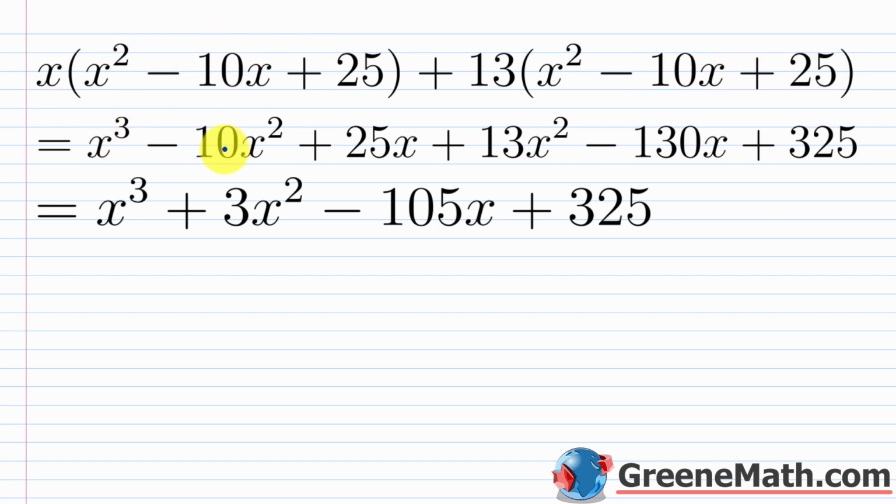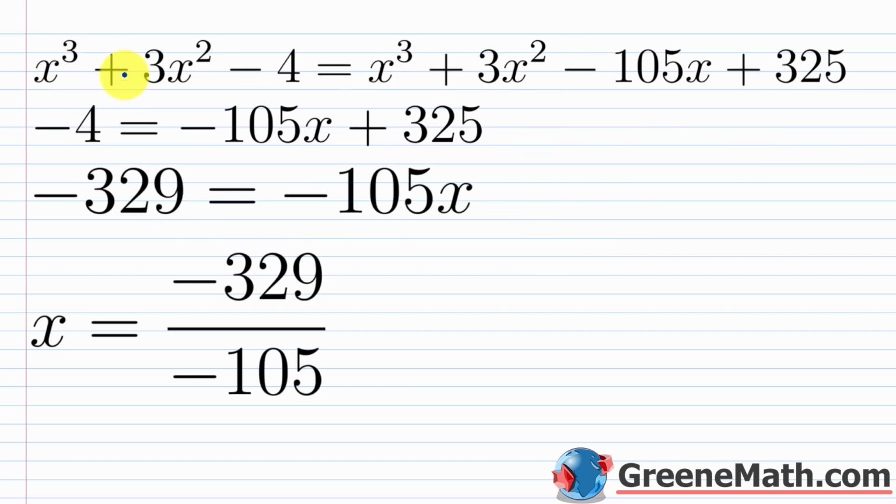This would be x cubed minus 10x squared plus 25x, and then plus distribute this into each guy, 13x squared minus 130x plus 325. And then if you simplify, you're going to have x cubed, and then you have negative 10x squared, and then you have plus 13x squared. So that would give you plus 3x squared. You have 25x minus 130x. That's going to give you negative 105x. And then you have your plus 325. So this right here is going to be our right-hand side.